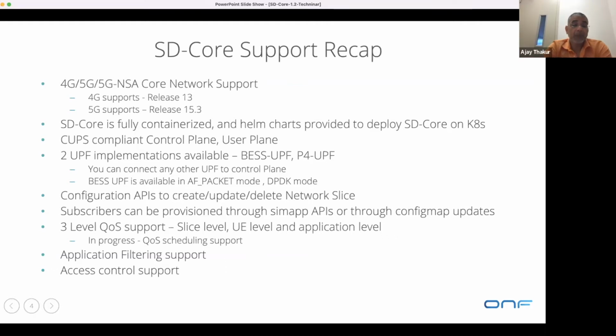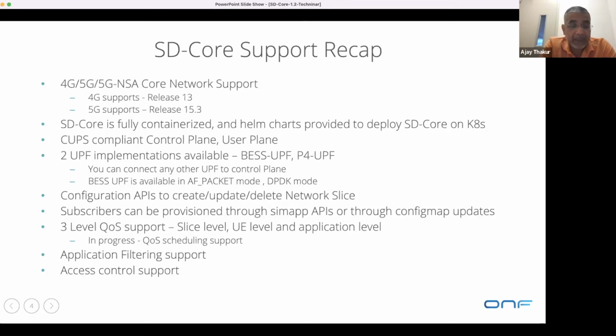There are 3 levels of QoS which we have tested. The first is slice level QoS, which makes it easy to control how much QoS bandwidth is assigned to a given slice. Then we have UE level QoS, and the third is application level QoS. So all these 3 things are configurable. Currently, we are in progress on QoS scheduling support. Community members are working on it. This feature could not make it to release 1.2, but it will be part of the 1.3 release.